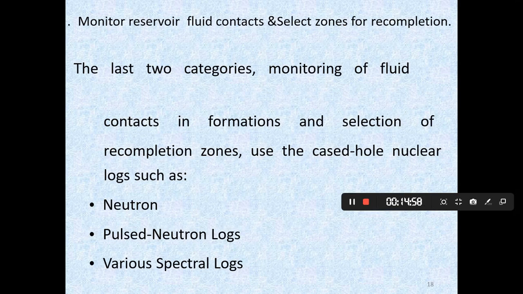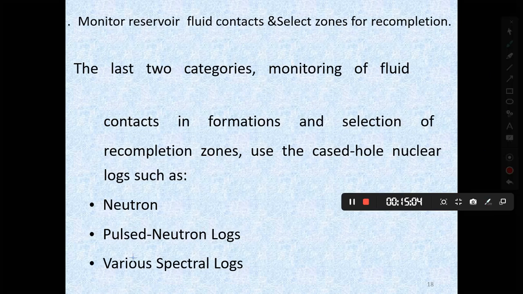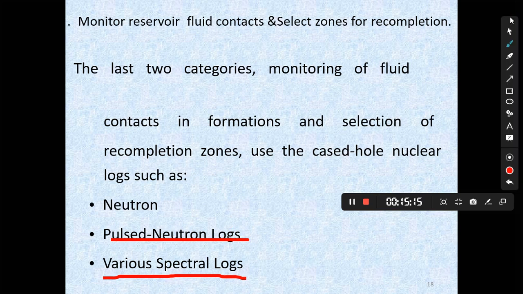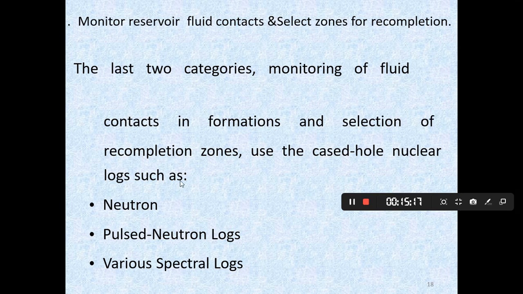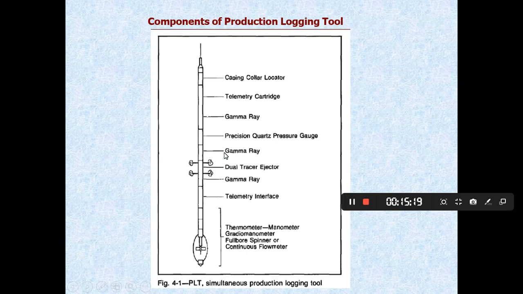Then we monitor the fluid contacts, especially with neutron logs. These neutron logs include pulse neutron logs and the various spectral logs. They are used to look at the situation of the fluid contact. Where is the oil-water contact? Where is the gas-water contact? And usually Schlumberger is very good for logging services and so on.